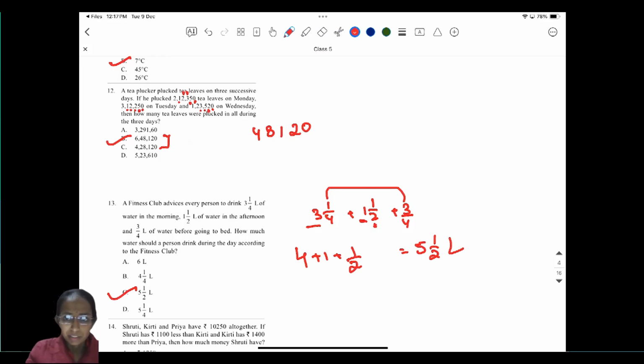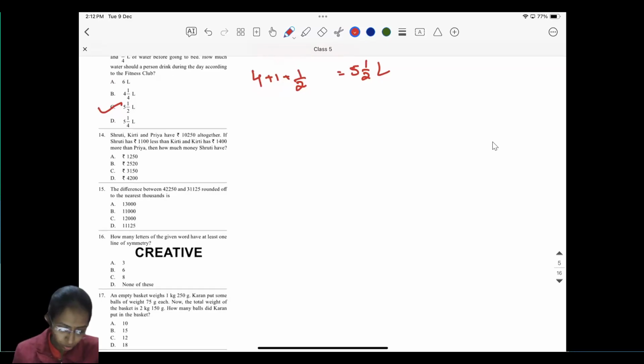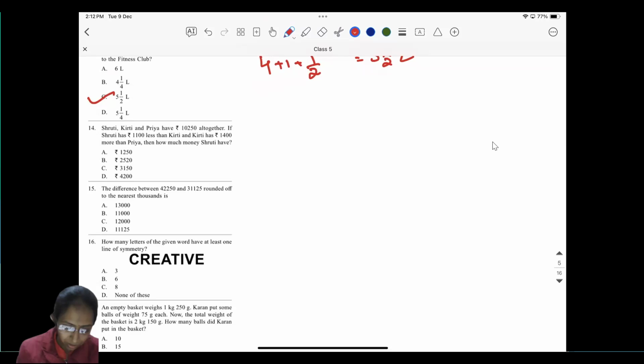Okay. Now, the next one. Kirti, Priya and Shruti have rupees 1020 altogether. If Shruti has 1100 less than Kirti and Kirti has 1400 more than Priya, how much money does Shruti have? So let us assume that Shruti has X rupees. Okay. And Shruti has 1100 less than Kirti. That means Kirti has 1100 more than Shruti. So X plus 1100 is with Kirti.